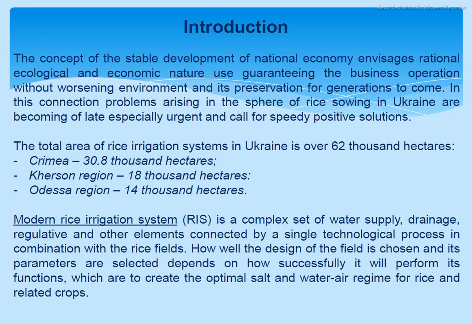Today, the modern rice irrigation system is a complex set of water supply, drainage, regulative, and other elements connected by a single technological process in combination with the rice fields. How well the design of the fields is chosen and its parameters selected depends on how successfully it will perform its functions. Construction features of irrigation fields and their parameters, such as distance between the drains and depth of the drainage network, affect the intensity of the salinization process of soils and groundwater.